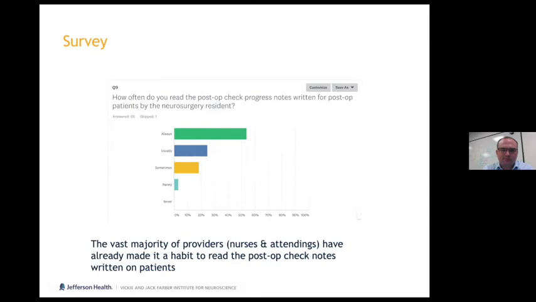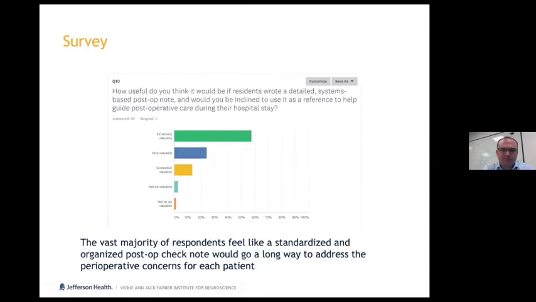Another question that we asked was, how often do you read the post-op progress note that we write for patients? Encouragingly, we found that the vast majority of people either always or usually read the post-op notes. To gauge the interest in the utility of documenting a standardized post-operative note, we asked folks whether they thought this would be helpful. And I think overwhelmingly, people seem to think that this would be a very valuable approach to post-op patients' care.